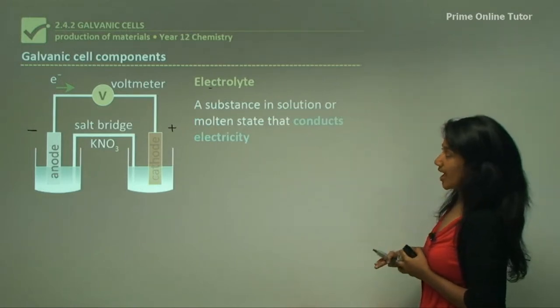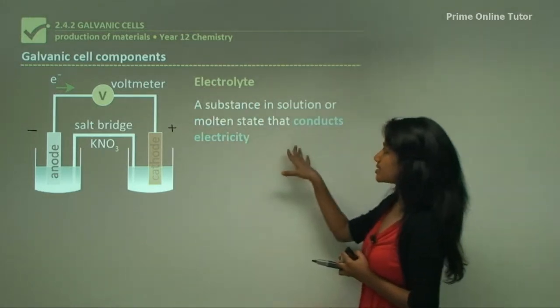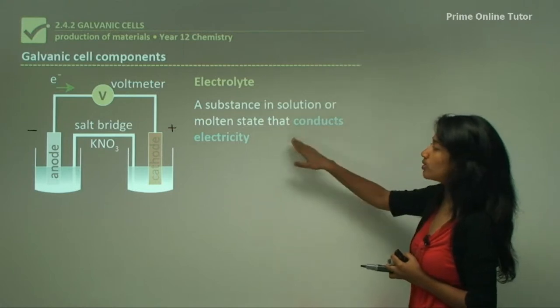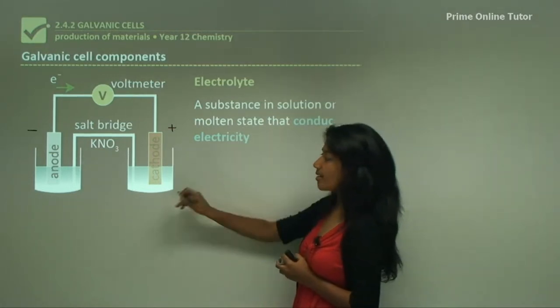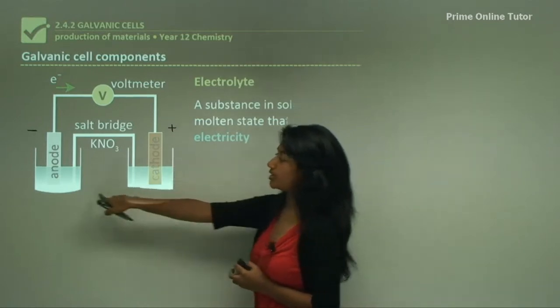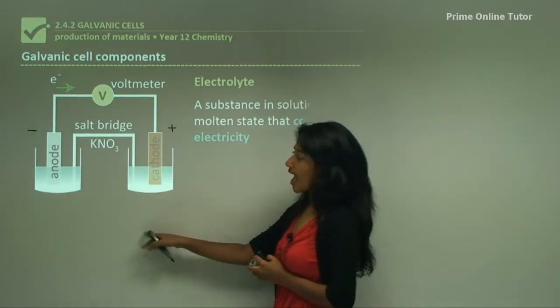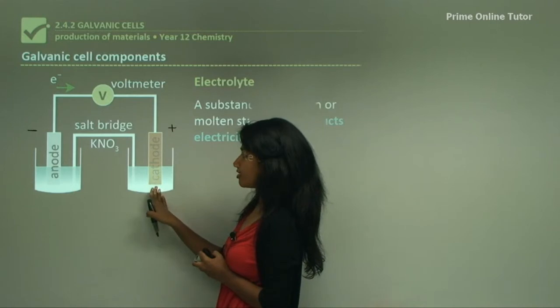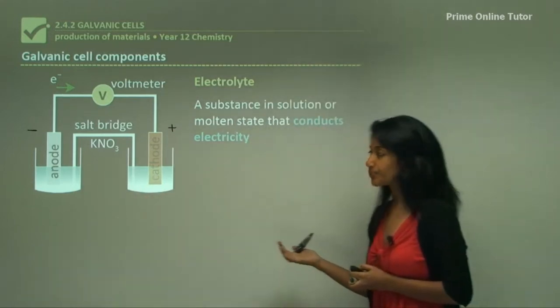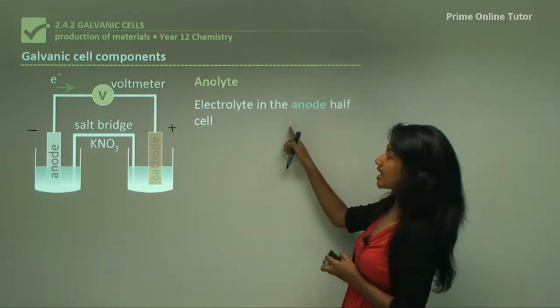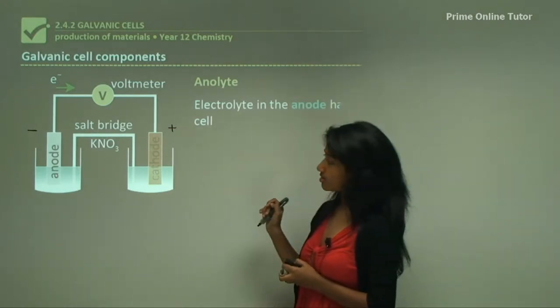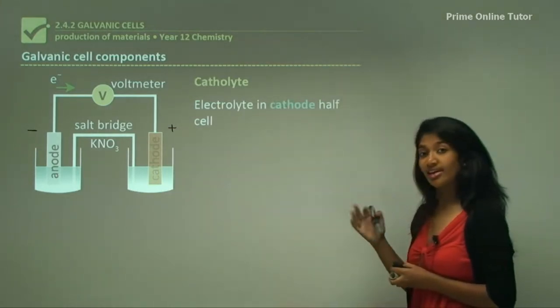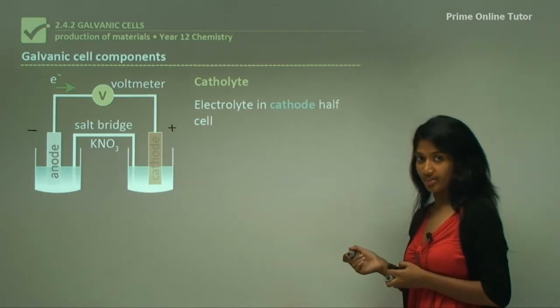Now the electrolyte. An electrolyte is a substance in solution or molten state that conducts electricity. So in this diagram, the electrolyte is this blue solution here. In the anode and the cathode, the electrolyte may differ. And that's why the electrolyte in the anode compartment is called the anolyte, while the electrolyte in the cathode compartment is called the catholyte.